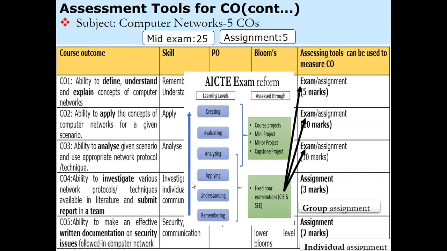it is possible. So even if you have a mini project, it is also possible to measure that. But with respect to this example, you don't have a mini project for this particular subject. You have only an assignment. So in order to measure CO4 and CO5, we are using the assignment. CO4 is a group-based activity, like a group of students to whom you are giving the assignment. And CO5 is an individual assignment, where you give each individual student an assignment. That's the meaning of that.